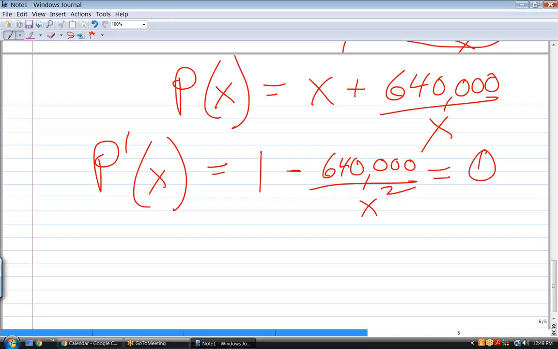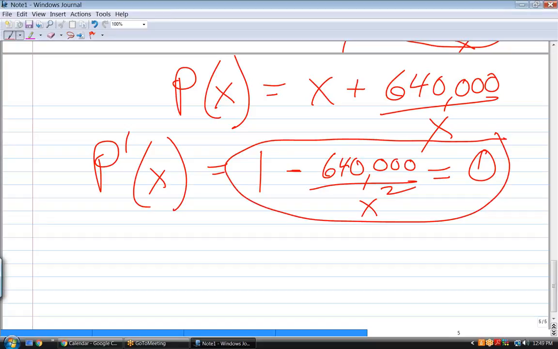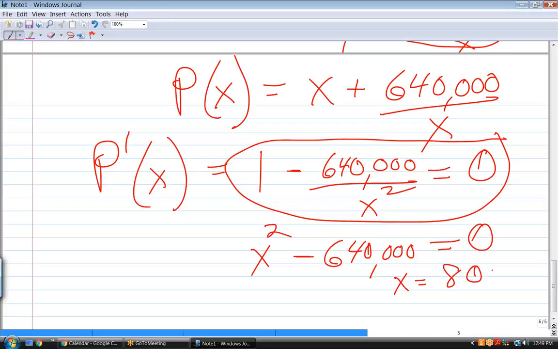And the question is how we solve that equation. Well, I can multiply everything by x squared. With me? Which means x squared equals 640,000, which means x equals 800.